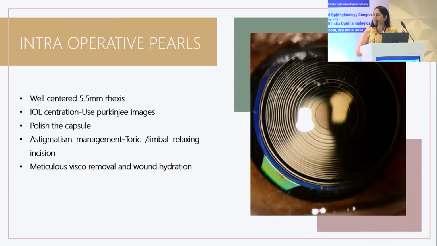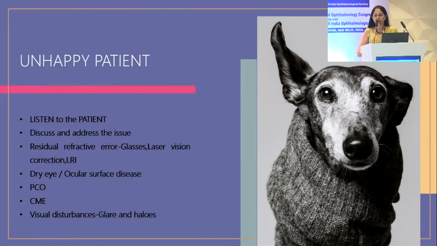So certain intraoperative pearls: you must have a 5.5 millimeter capsulorhexis. IOL centration is very important. When you leave the eye, just see that your Purkinje images are clear. Polish the capsule, this is one step, please take time over it, because post-op satisfaction depends on it; if the capsule is clear, you'll have good results. And manage the astigmatism. These lenses are more unforgiving if the patient has astigmatism. So meticulous removal of viscoelastic is important. With an unhappy patient, listen to the patient, discuss and address the issue, and take care of the residual refractive error with whatever modalities you feel comfortable with.